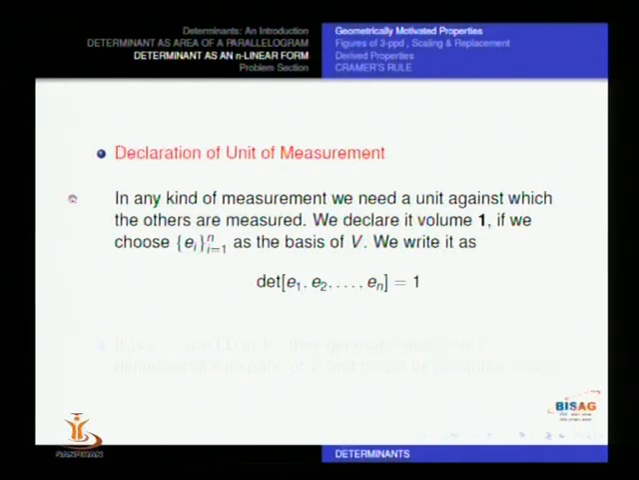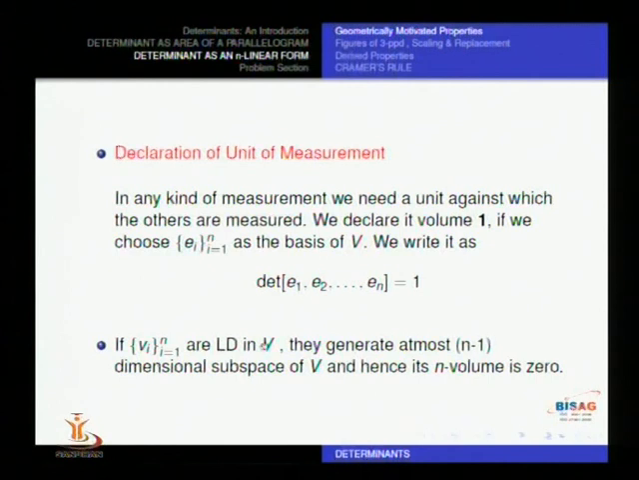Before we talk about the properties, let us declare a unit of measurement. In any kind of measurement we need a unit against which the others are measured. We declare it unit volume 1. If we choose the basis as E1, E2 up to En, these n independent vectors, as a basis of V, then the determinant of E1, E2 up to En we declare as 1, and that becomes the unit of measurement, using which we can talk about the n-dimensional volume.